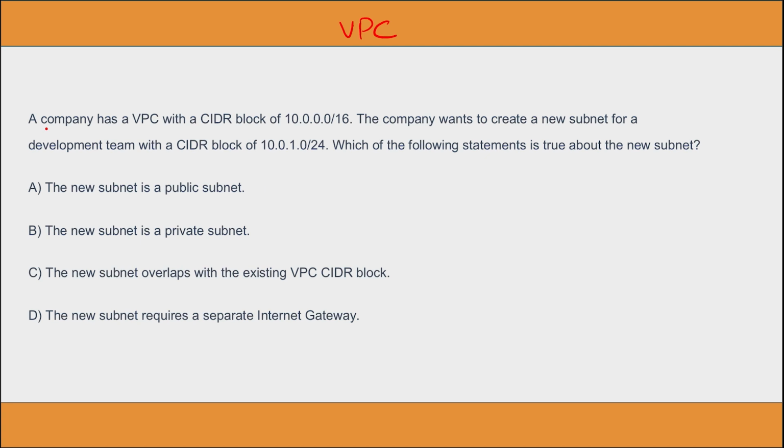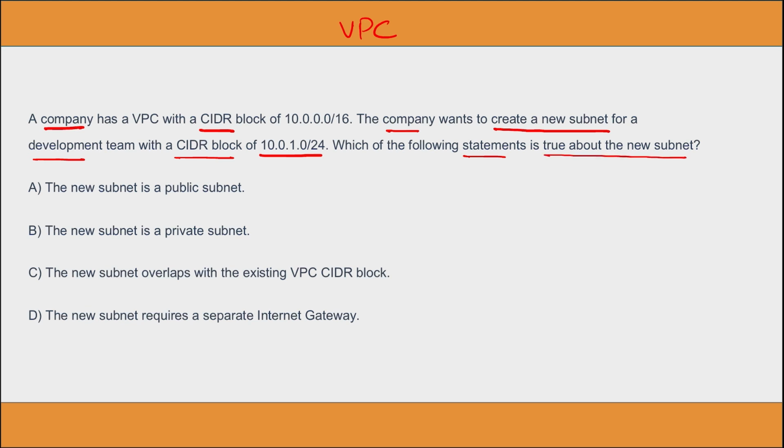First question asked here is, a company has a VPC with a CIDR block of 10.0.0.0/16. The company wants to create a new subnet for a development team with a CIDR block of 10.0.1.0/24. Which of the following statements is true about the new subnet?